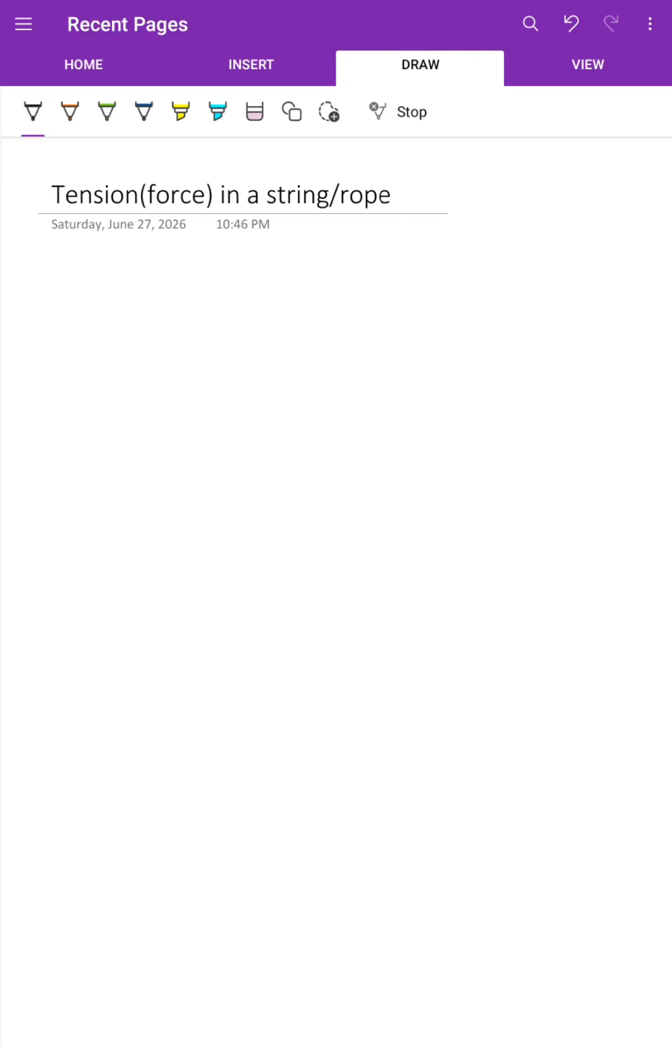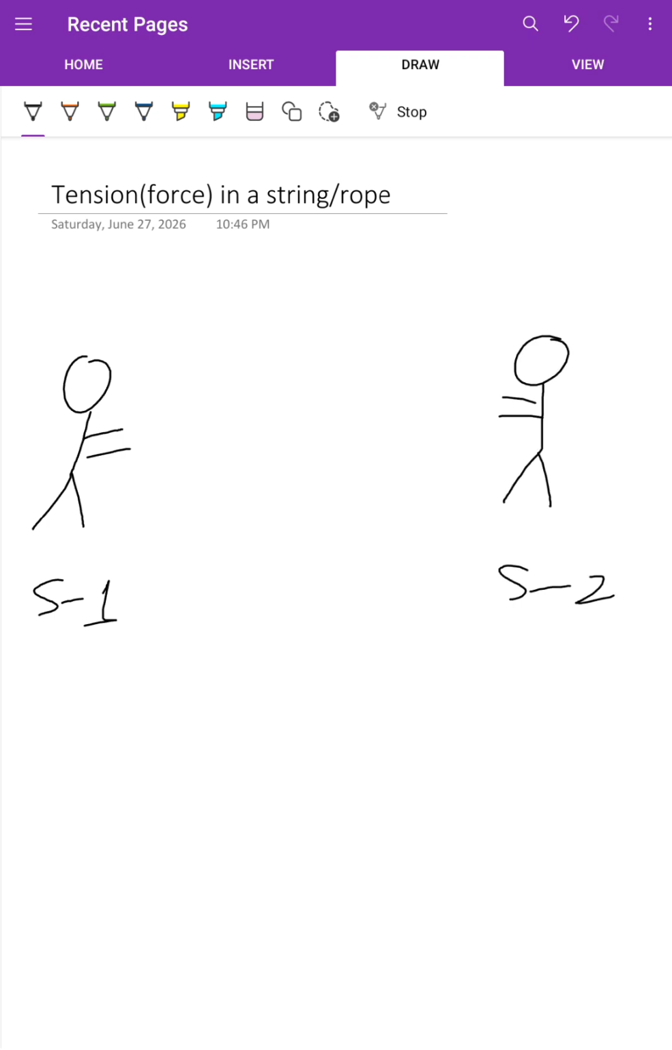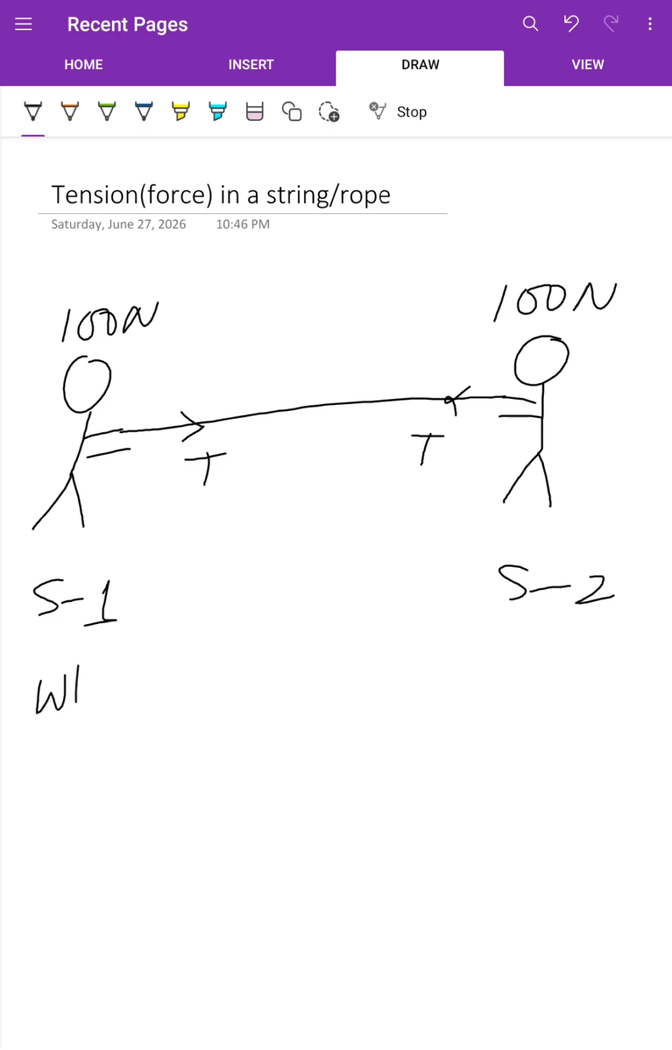I am here to discuss a small topic, that is tension in a string or rope. So let's start with a small problem. Suppose there are two students, student S1 and student S2, pulling a rope at opposite ends with a force of 100 Newton each. So here the question is, if the tension T develops inside the string, what is the value of T?